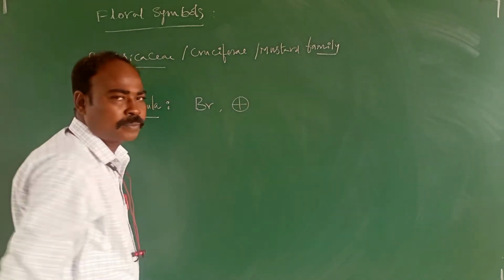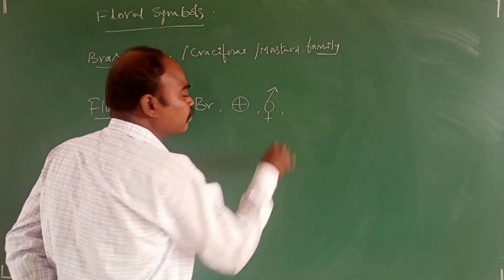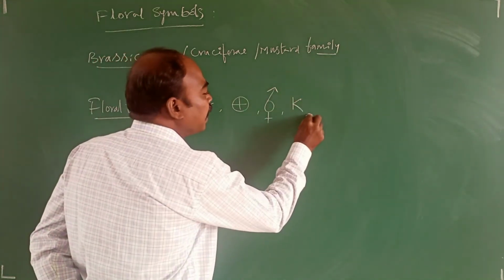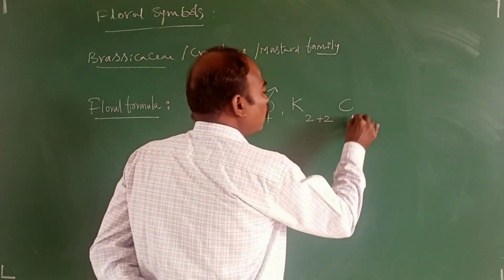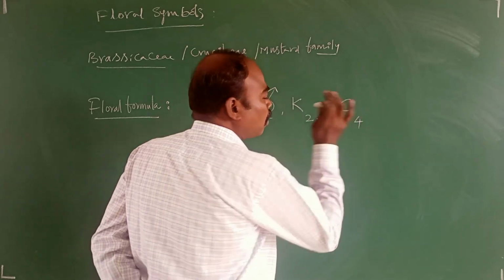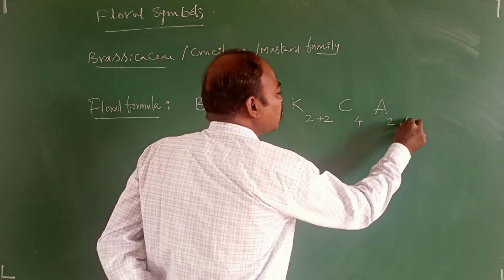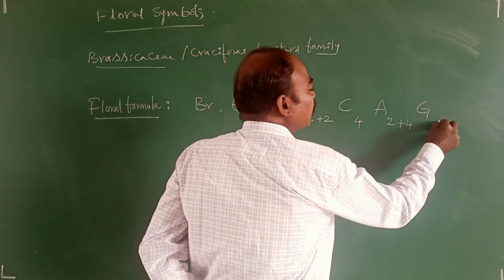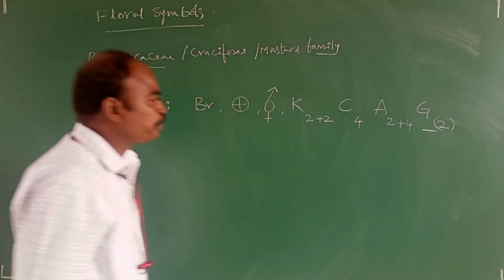Then actinomorphic, then bisexual, then calyx. Calyx are 4 arranged in 2 whorls, 2 plus 2. Corolla 4, free. Androecium 2 plus 4, 6, polyandrous. Gynoecium 2, fused, superior ovary.